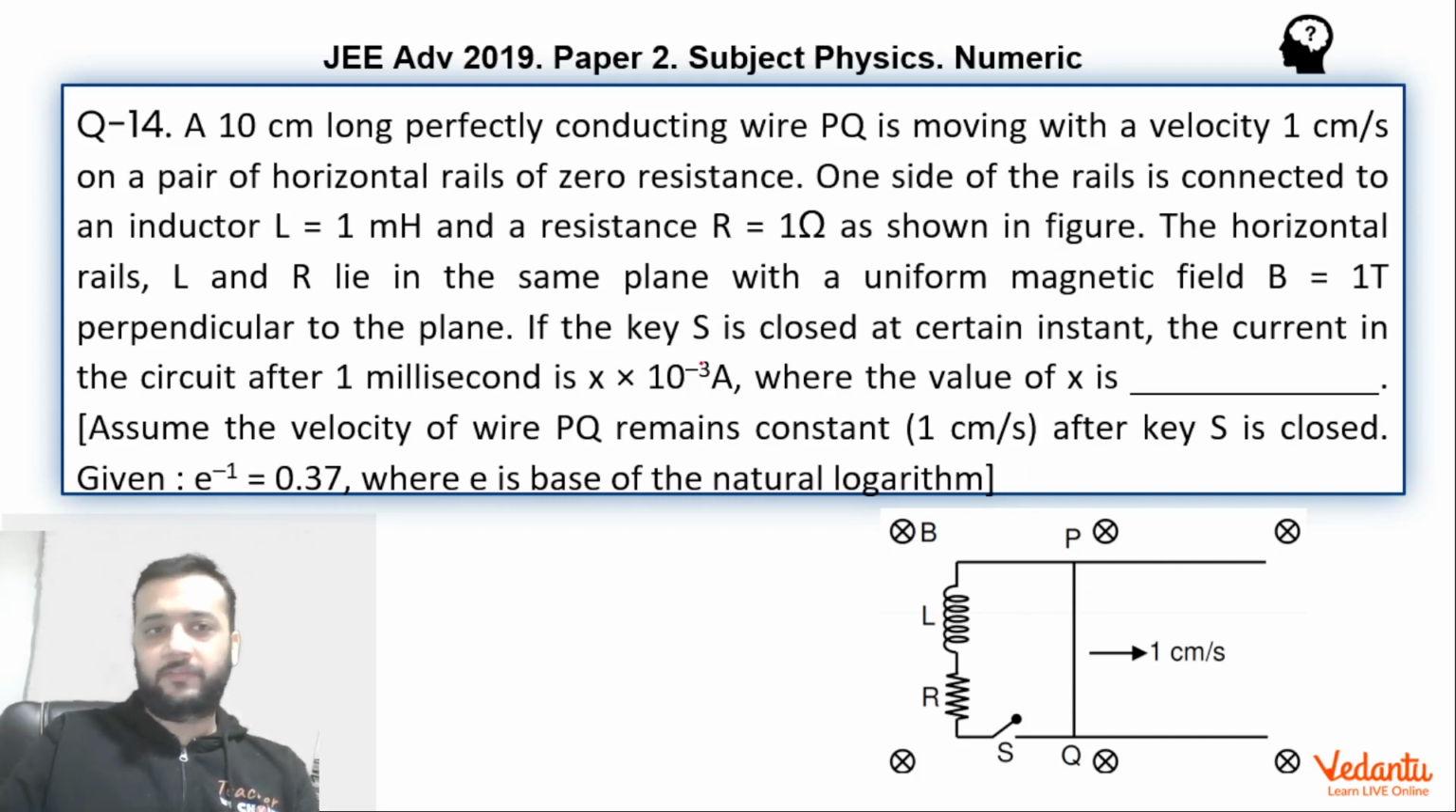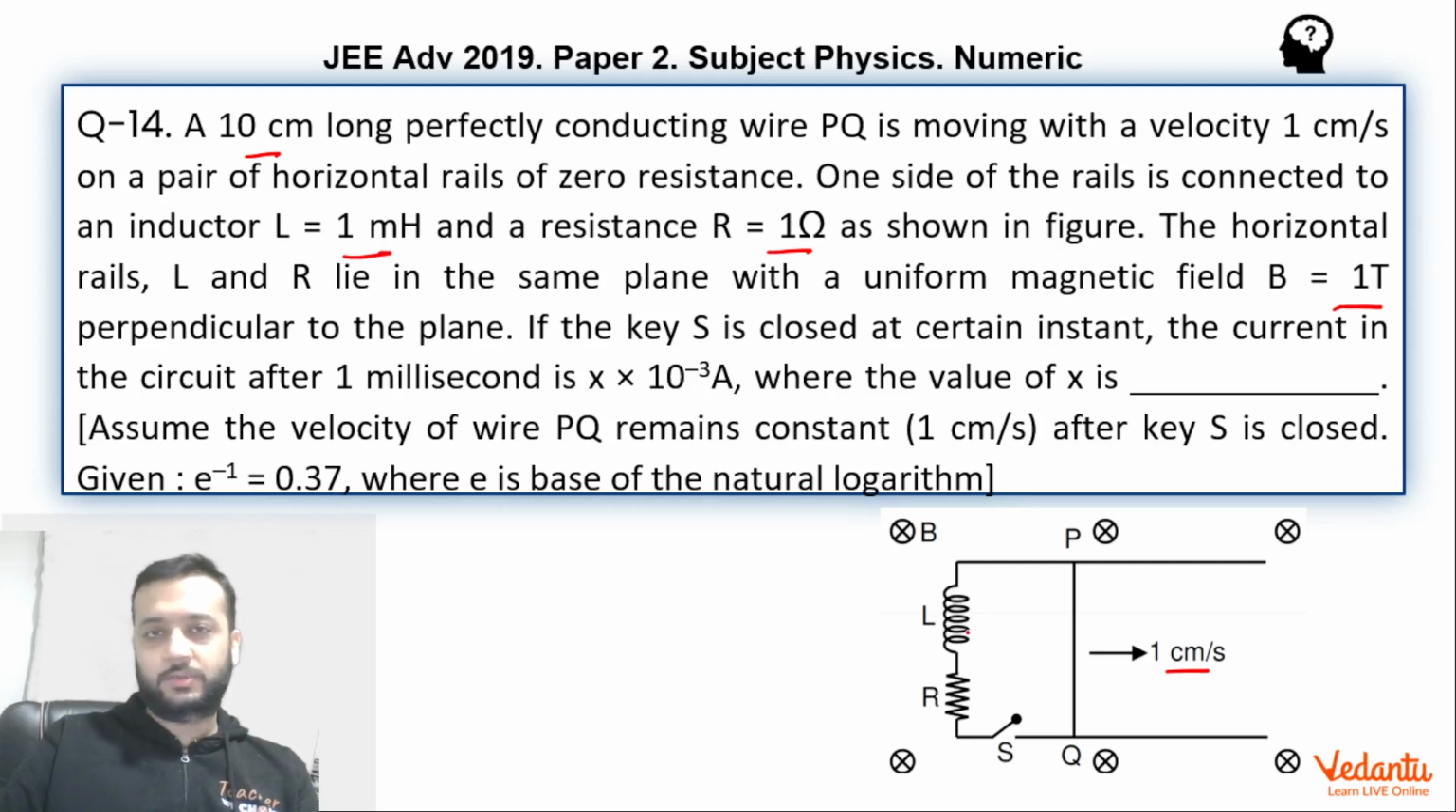There's a rod of length 10 centimeters which is moving at a constant speed of 1 centimeter per second in the presence of a magnetic field of value 1 Tesla, and the magnetic field is perpendicular to the plane of the screen. At a certain instant, this switch is closed. The resistance is 1 ohm, the inductance is 1 millihenry.